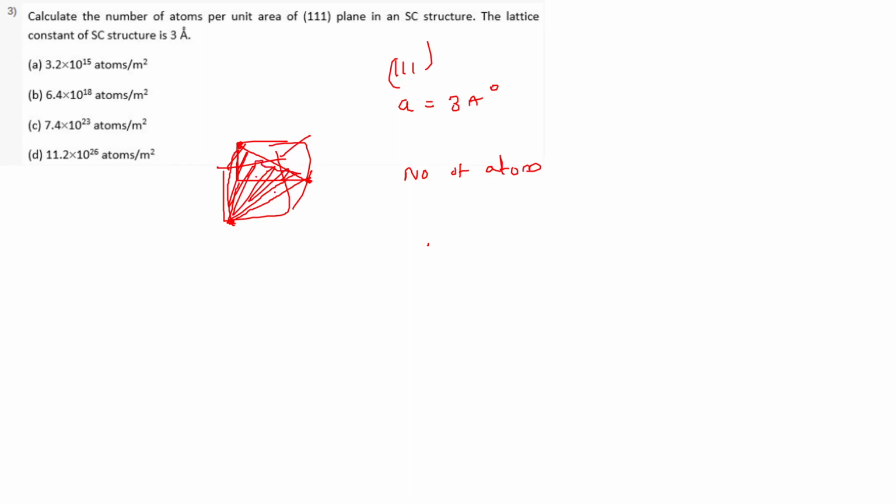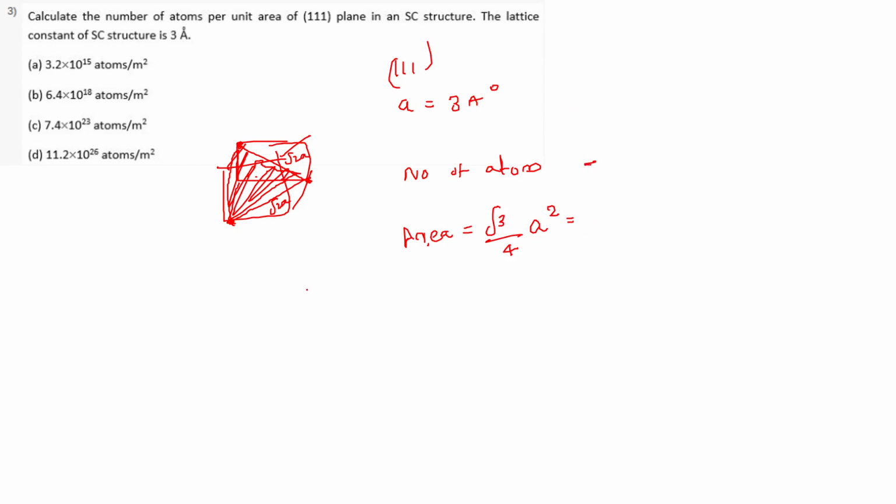Now it is a simple cubic structure, and the diagonal value will be root 2a. So it is like an equilateral triangle with side root 2a. Then you have to find the area of the plane. It will be root 3/4 a square. The value of a you already know, it will be root 2a. Substitute that value, so you will get the number of atoms and area.